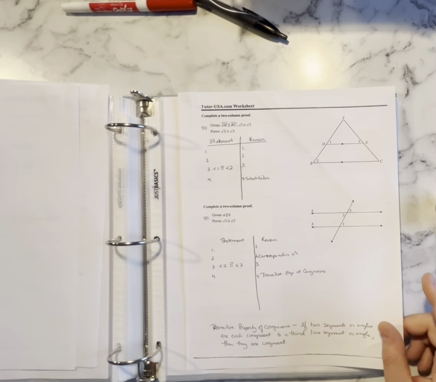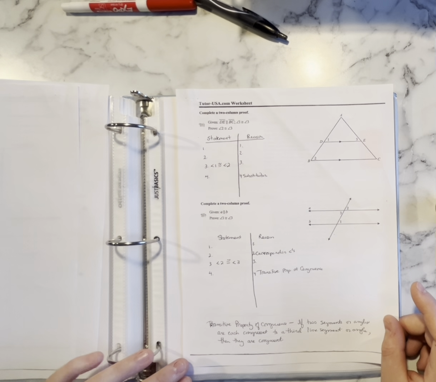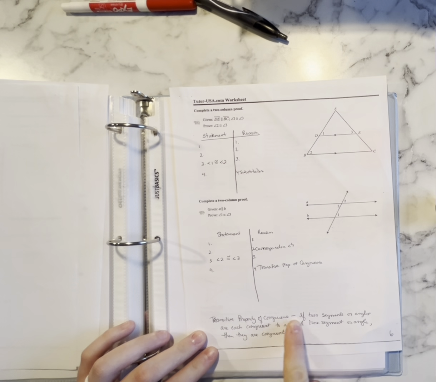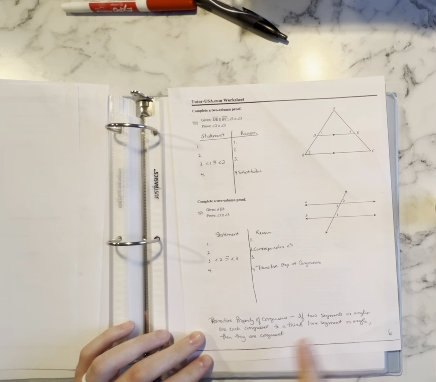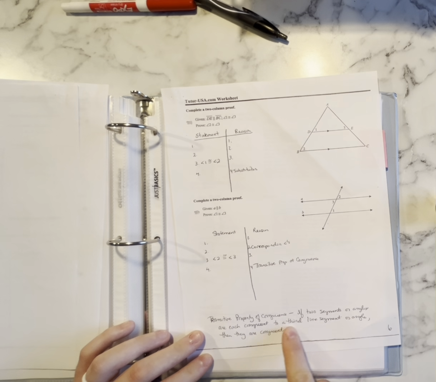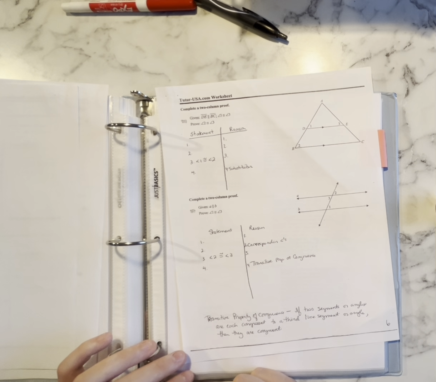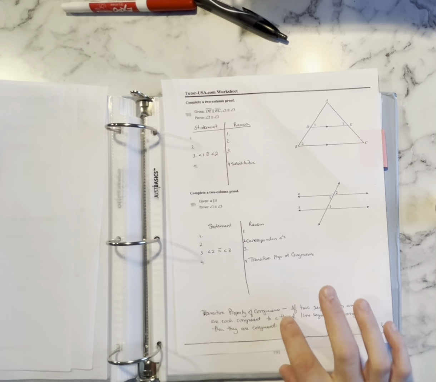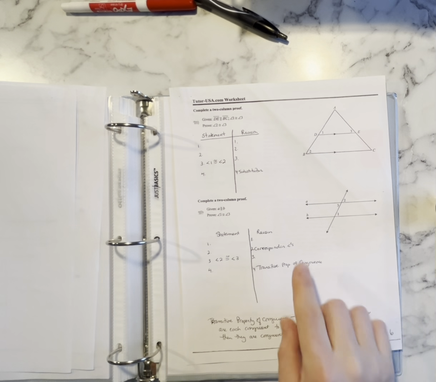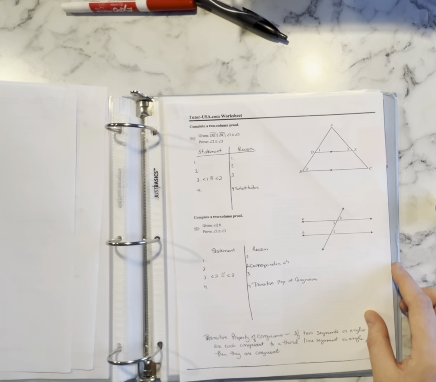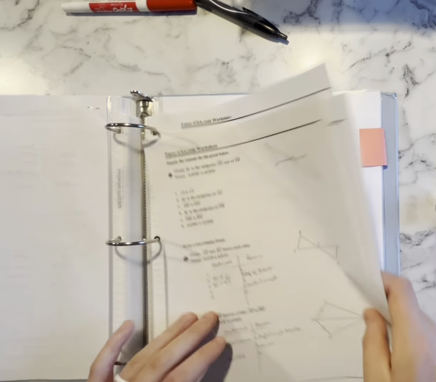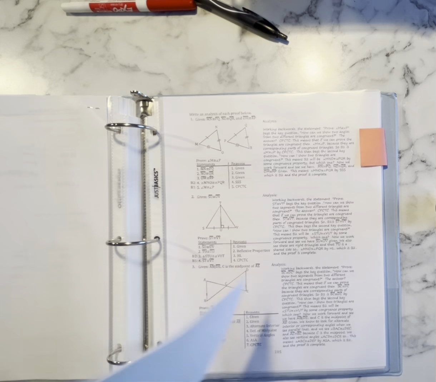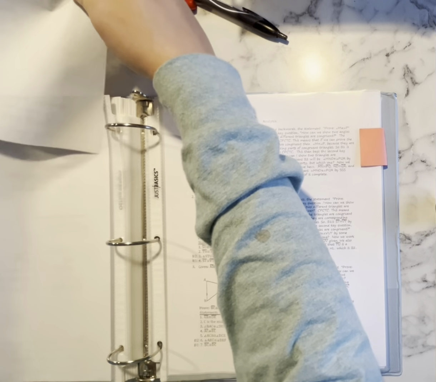And as well with these last two, the transitive property of congruence. If two segments or angles are each congruent to a third line segment or angle, then they are congruent. So if two segments or angles are congruent to one line segment, then they are congruent. That is something that we can use as well. It's written out for you. Again, you're just looking at the angles of those. So that is the test that you will have.